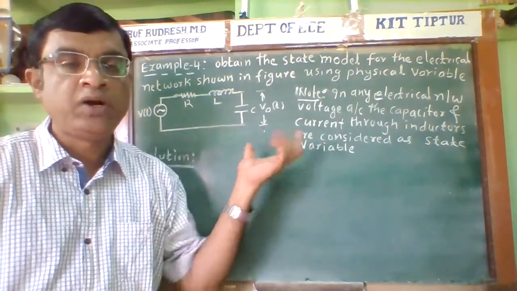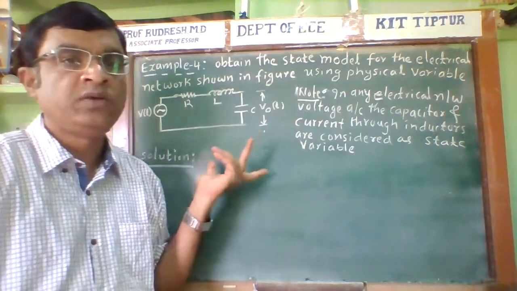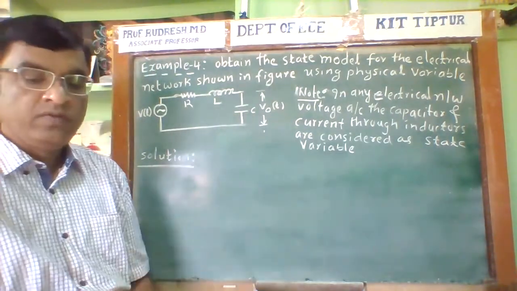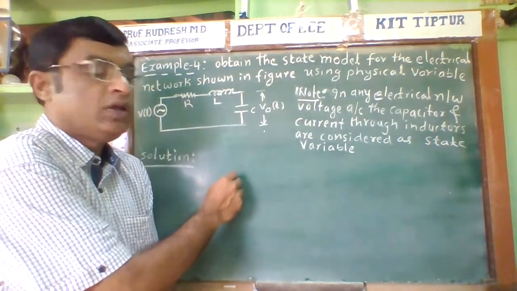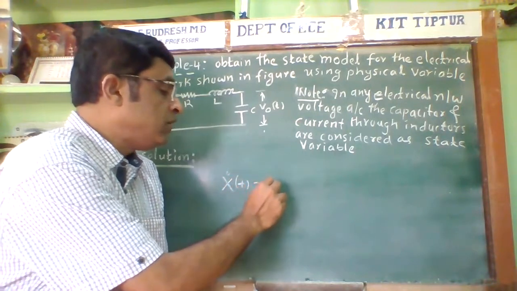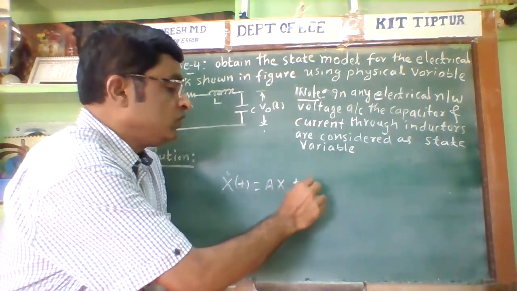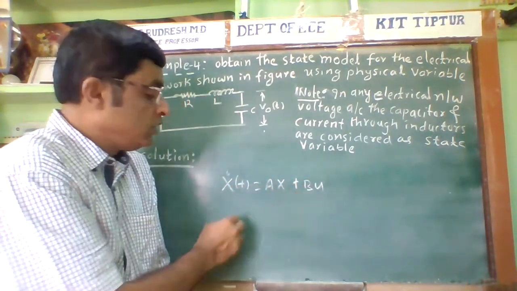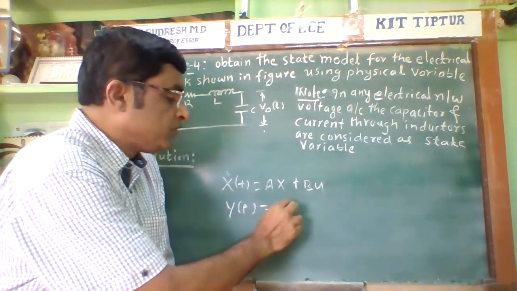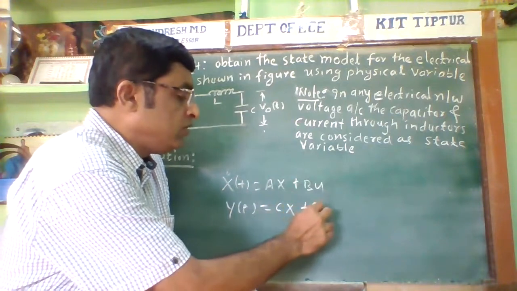Now, how to develop the state model? We know that the state model is nothing but writing the state equation and output equation. The state equation is x dot of t is equal to Ax plus Bu. This is called the state equation. Similarly, the output equation is y of t is equal to Cx plus Du.